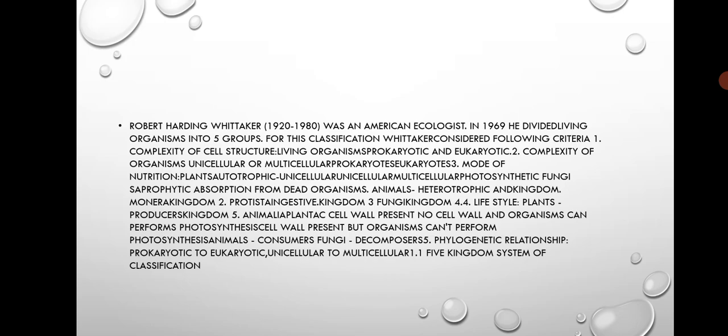Now, who has discovered or worked on biodiversity? Robert Harding Whittaker was an American ecologist who divided organisms into 5 groups. Which are these 5 groups? The first one is Monera, then Protista, then Fungi, Plantae, and Animalia. With the use of these kingdoms, they are classified as the 5 kingdom classification.